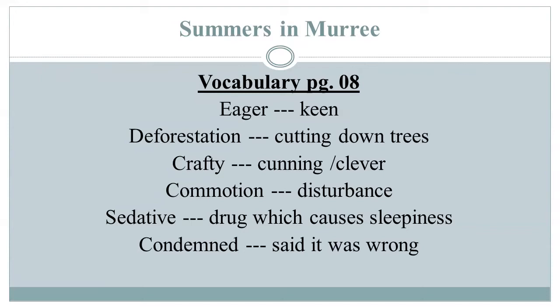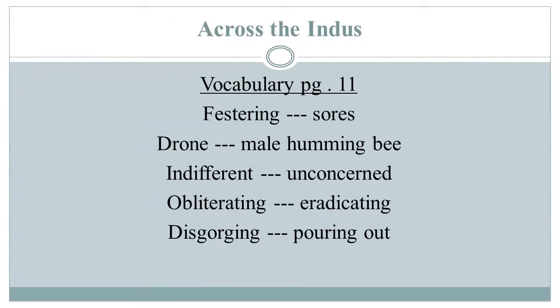Next lesson is Across the Indus. Vocabulary is at page number 11. The words are festering, that means sores. Drone, male humming bee. Indifferent, unconcerned, means someone has no concern with something. Obliterating, eradicating or covering something. Disgorging, pouring out, coming out.